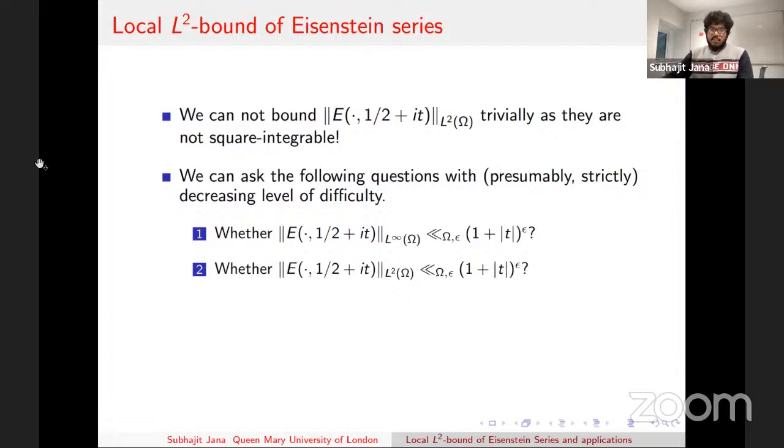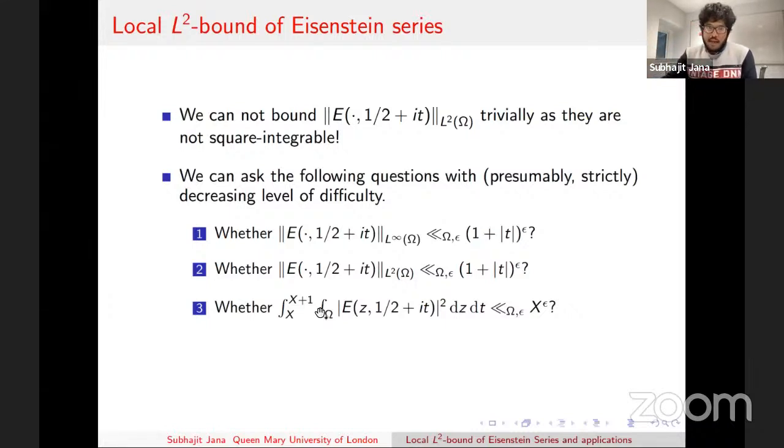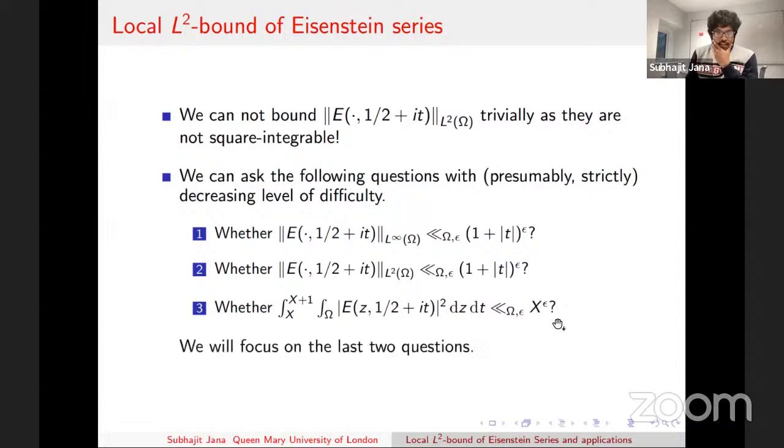The second question is whether the local L2 norm is essentially bounded. And the third question is whether, if we average the parameter t over a very short interval at a high point, meaning at a large value x, and integrate over x to x plus 1, this is essentially bounded, or bounded by x to the power epsilon at most. As I said, we will only focus on the last two questions in this talk.